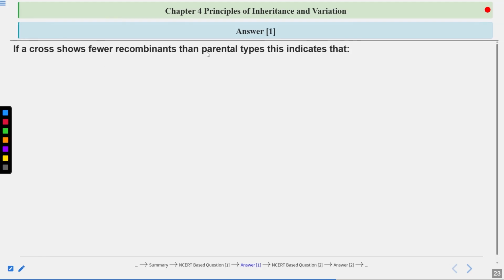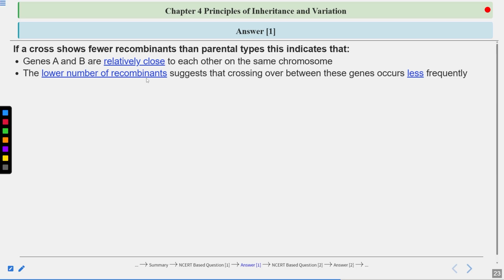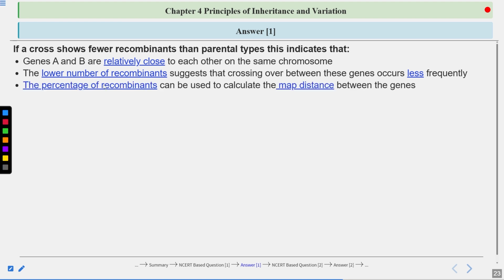If the cross shows fewer recombinants than the parental type, this indicates that genes A and B are relatively close to each other and present on the same chromosome. There is a lower number of recombinants. This suggests that crossing over between these genes occurs less frequently. The percentage of recombinants can be used to calculate the map distance between the genes. With the help of recombination frequency, you can calculate the distance between these two genes. The closer the genes, the stronger is the linkage and the lower will be the recombination frequency.